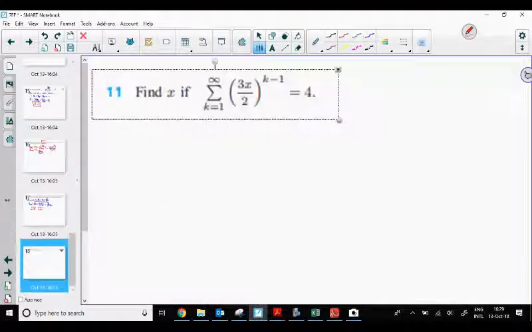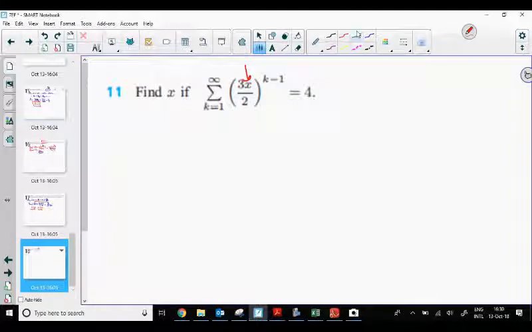Finally, last one that we'll look at today. This is, again, an infinite series written out in sigma notation. We want to find out what this value of x is right there. So, same as before, I want to actually write out what this series looks like.